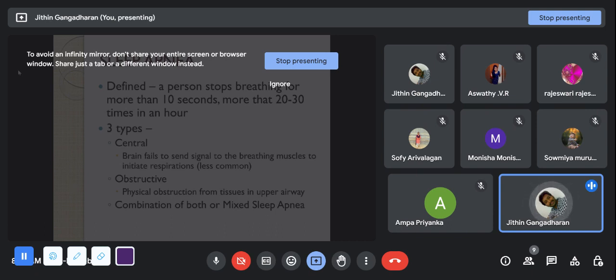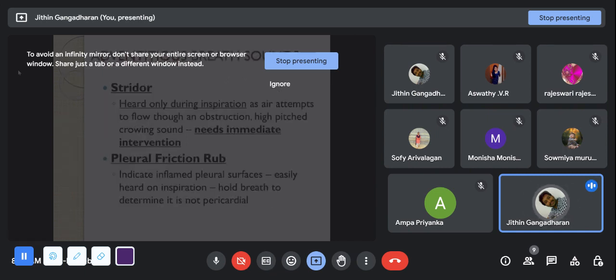The next one is obstructive sleep apnea. In that, there is a physical obstruction from the tissues in the upper airway, so the initiation of respiration or inhalation is stopped. The third one is mixed sleep apnea, which happens because of both things. You can hear additional breath sounds like stridor. I have already explained what stridor is, right? Pleural frictional rub can also be heard in that condition.